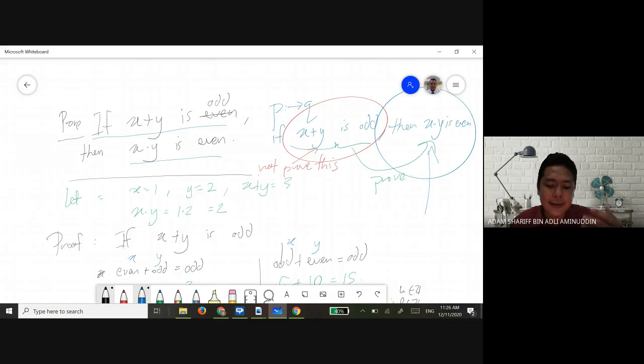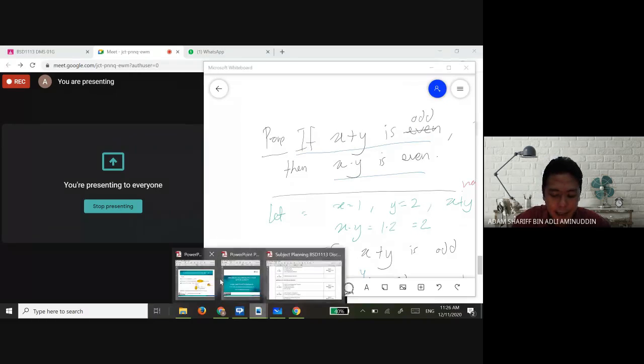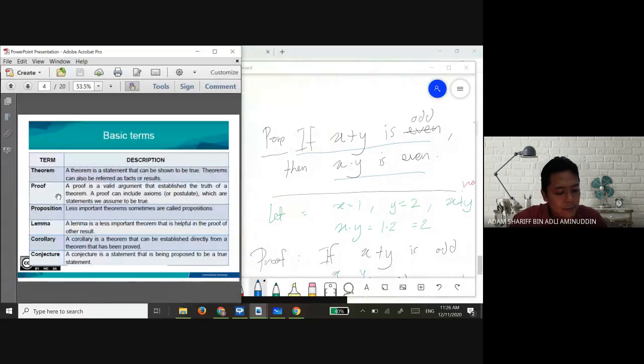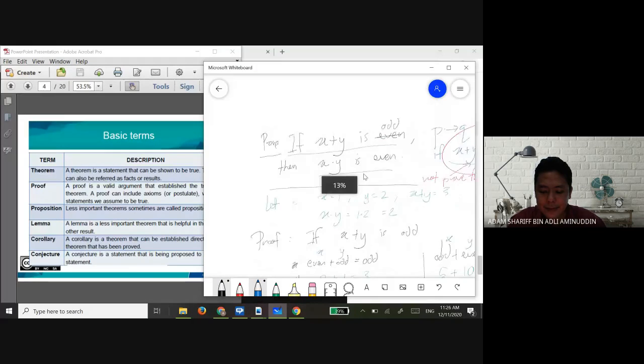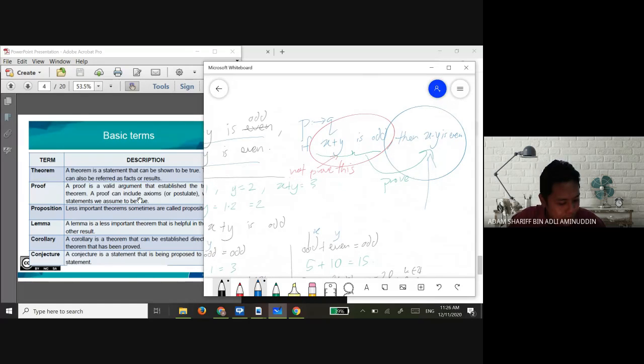If you recall some of the terminologies that we looked at, this situation is known as this. Let me show again. Okay, theorem, proposition. For this case, x plus y is odd at the front here, P, is a proposition. It is a less important theorem that is used to prove the blue part on the right, the original theorem.